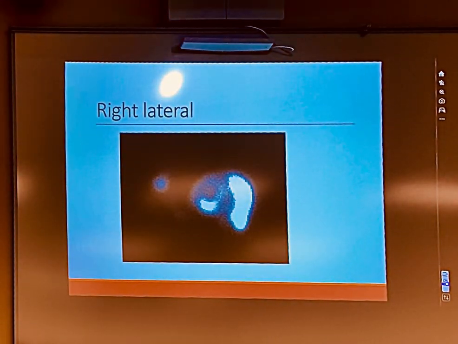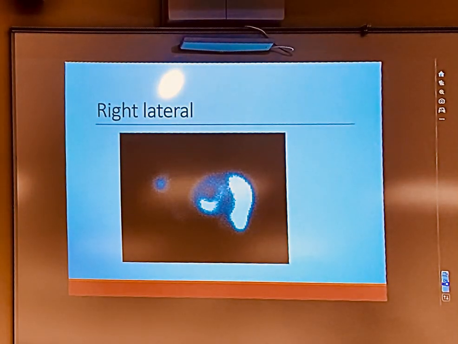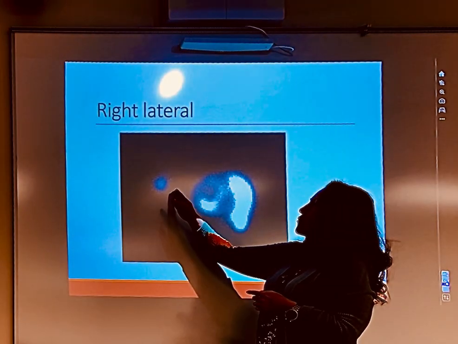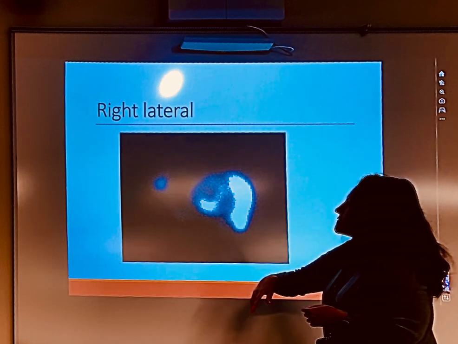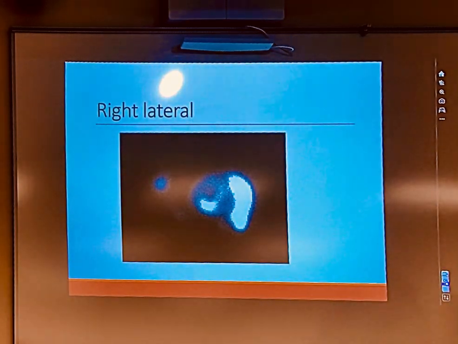Yeah, look at that, right lateral. It was gallbladder. Because here's your bowel, and see how your gallbladder is all the way in the front, all the way out here. Right, so you're good to go, which is also why you have to label your images.